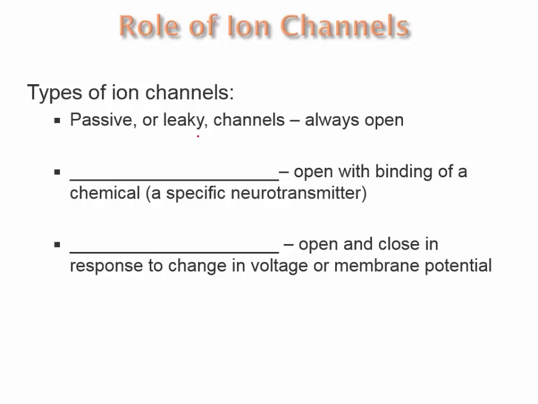And there are three types of them. One type is called a leaky channel. This one is always open a little bit, letting things leak in and out. Another type is called a chemically gated channel. It only binds if a specific chemical attaches to it. Another type of channel is called a voltage-gated channel.